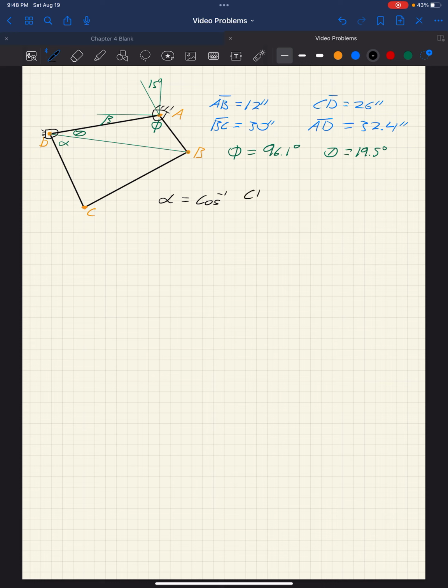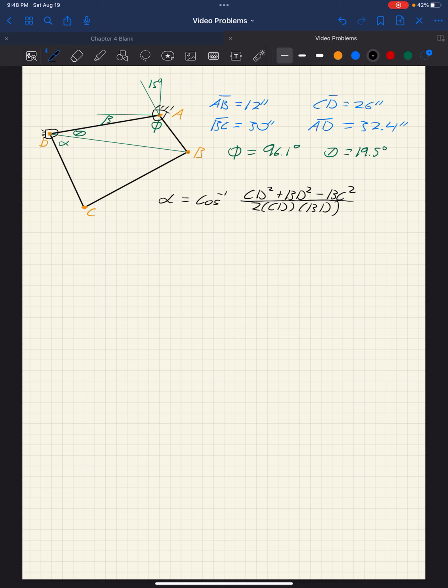of CD squared plus BD squared minus BC squared over 2 CD BD. And you see that's just a manipulation of the law of cosines, so that we're solving for the angle now instead of solving for a side.